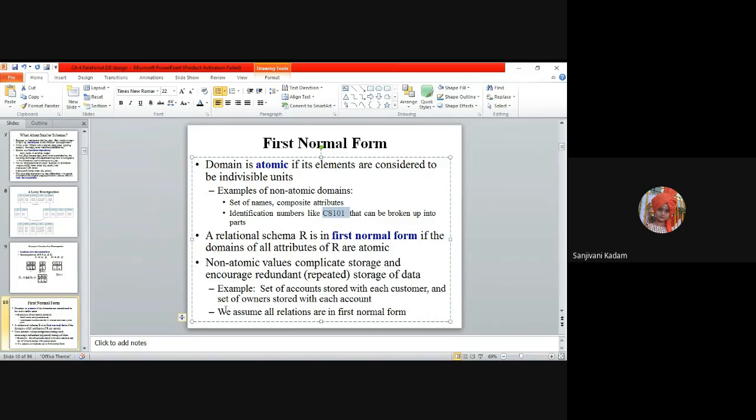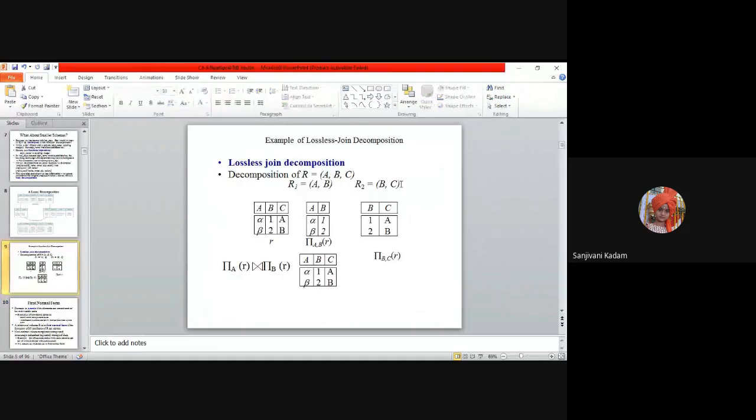And if I consider the telephone number or subject name just like database engineering, then in that case we cannot divide database engineering as database and engineering or something else. That's why this title of the course I can say is atomic in nature. A relational schema R is in first normal form if domains of all attributes of R are atomic. If we consider this example, R is my relation and there are three attributes A, B and C, and if A, B, C three are having atomic domains, then I can say that R is in the first normal form.